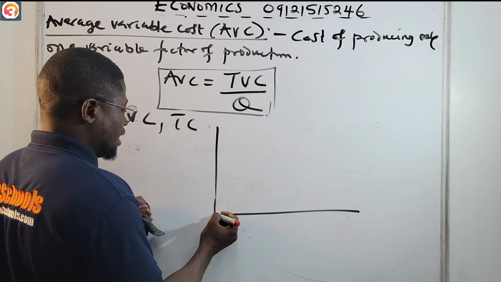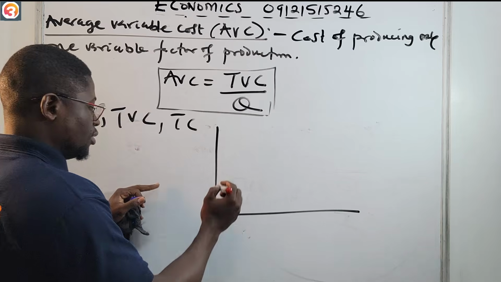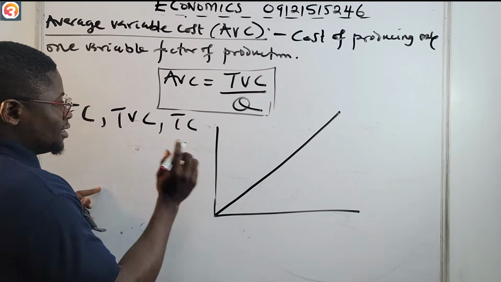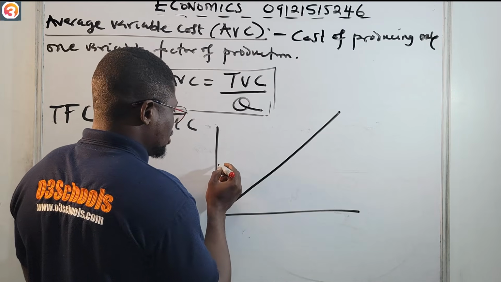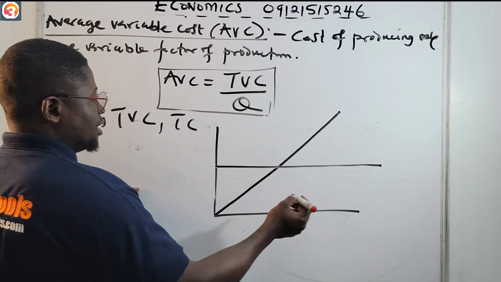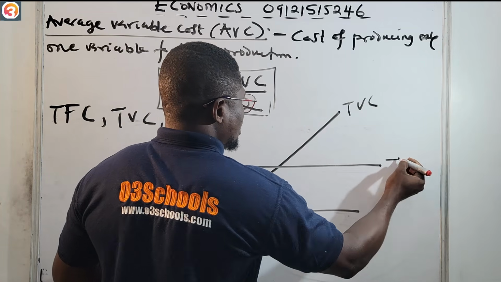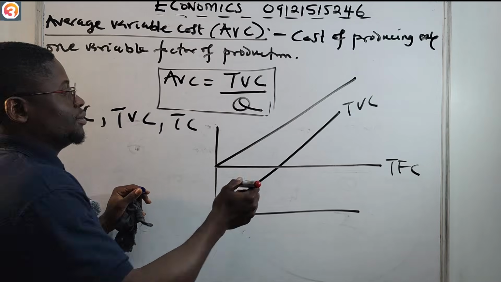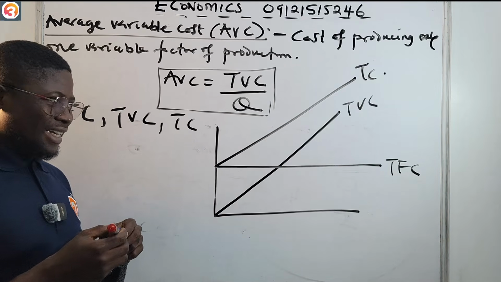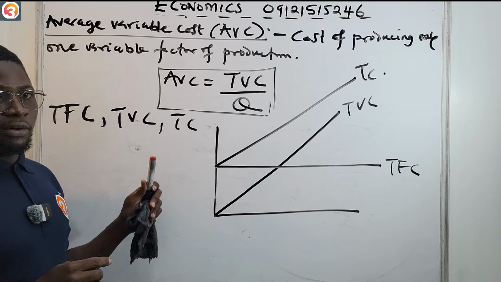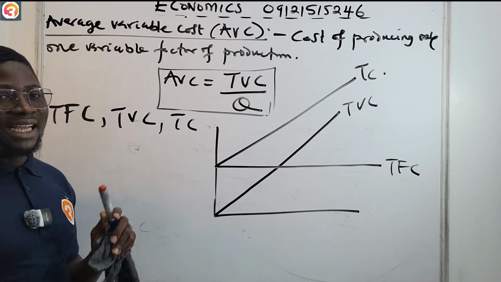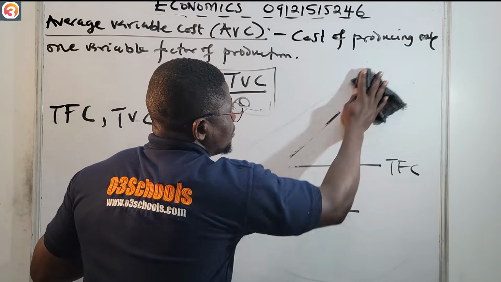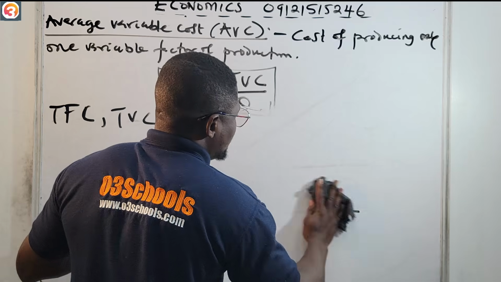We said that our total variable cost starts from 0, so it goes up like this, while our total fixed cost is fixed. It does not vary and does not change, so it goes like this. This one is our total variable cost, this one is our total fixed cost, and then this is our total cost. So this is the graph of the TVC, TFC, and the TC. Now, for the other costs, like our MC, average fixed cost, total fixed cost.